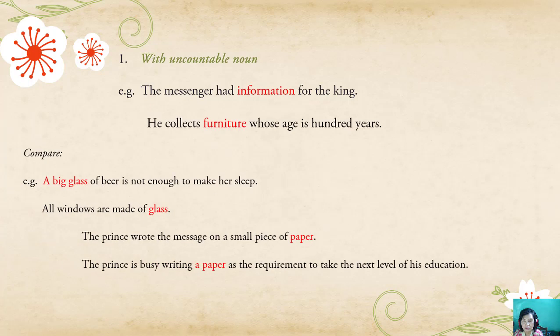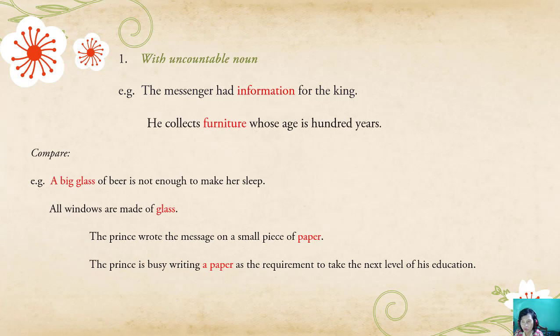Okay, the next. He collects furniture whose age is 100 years. Furniture, some furniture. So remember that you have the singular predicate here because this is uncountable. But compare these sentences. A big glass of beer is not enough to make her sleep. All windows are made of glass. So glass here and this is different.